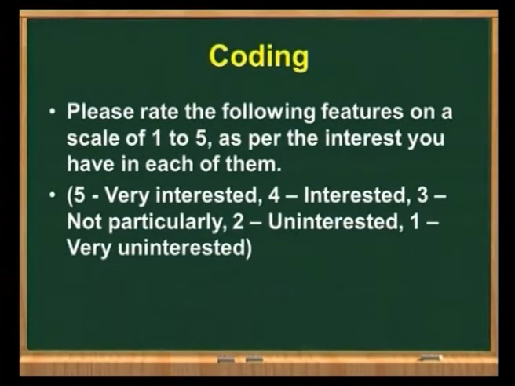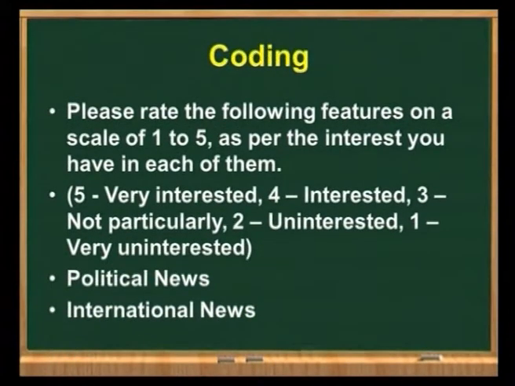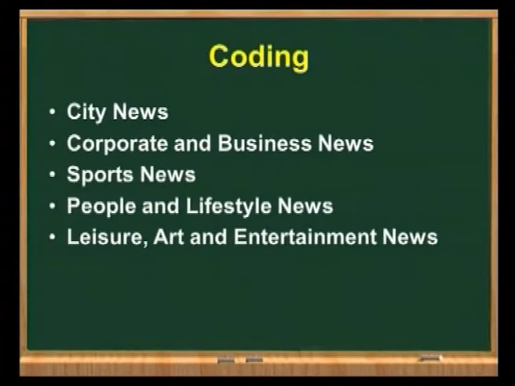Question number 3 has 7 parts and the respondent is to rate each one of them on a 5-point scale ranging from 1 to 5. Therefore, a total of 7 columns is required to record the responses of the respondent.